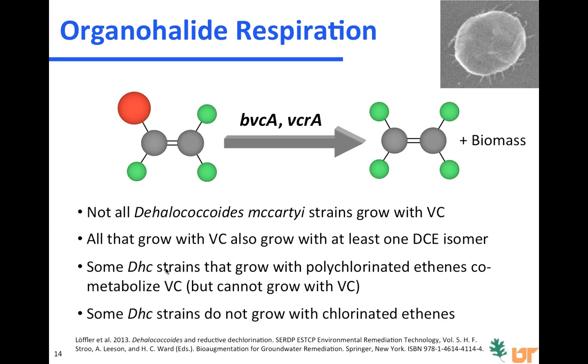So what that means is just detecting Dehalococcoides mccartyi biomarkers doesn't necessarily tell you much about their ability to catalyze vinyl chloride to ethene reductive dechlorination. So that's why it's important to have specific biomarkers like bvcA and vcrA that are tightly linked to this process of vinyl chloride reductive dechlorination. If you just quantify Dehalococcoides mccartyi cells, for example, using the 16S rRNA gene as a biomarker, you may not get necessarily information about the specific activity of these organisms.